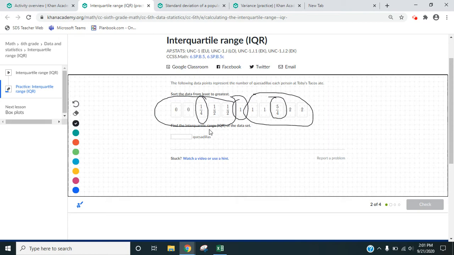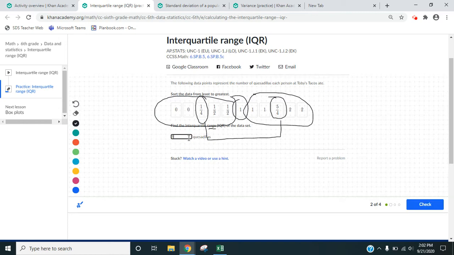The IQR is a range. It's a distance. So how far apart are these two things? Well, we just came up with it. It's 1, right? If it were something you couldn't do in your head, we could just subtract like that.